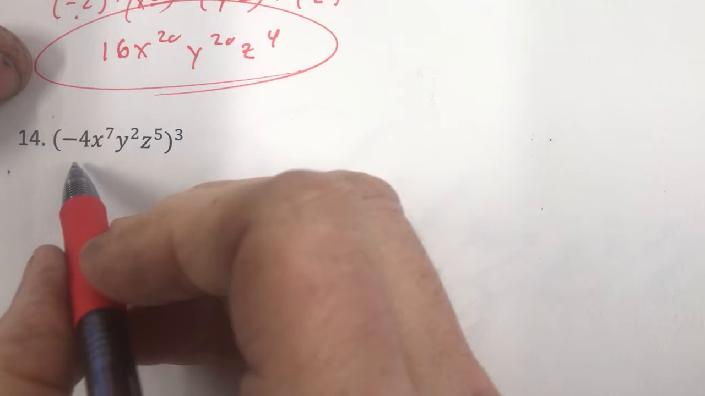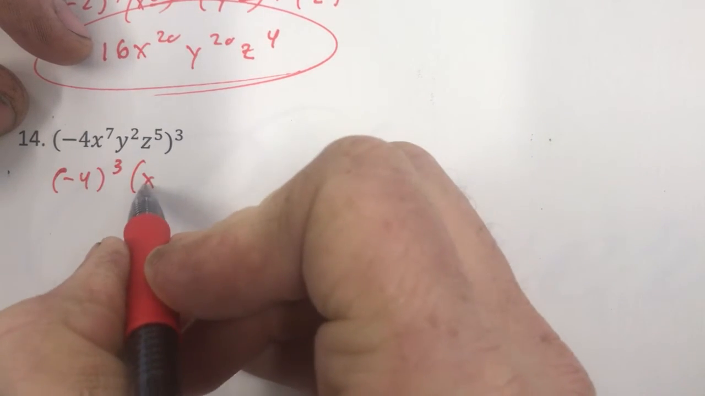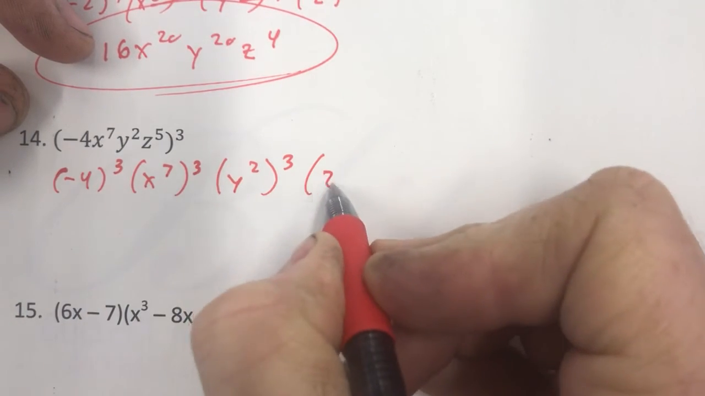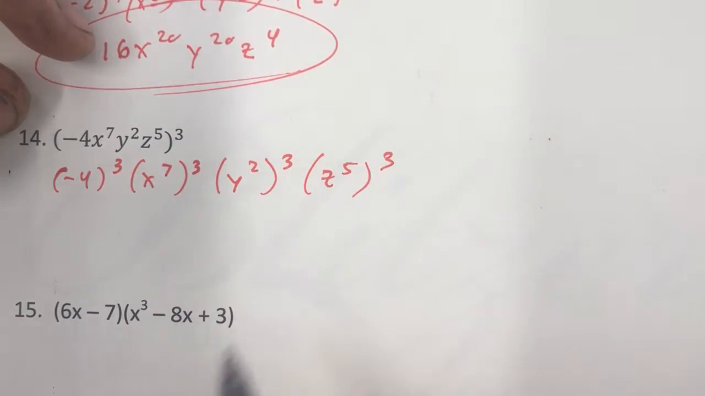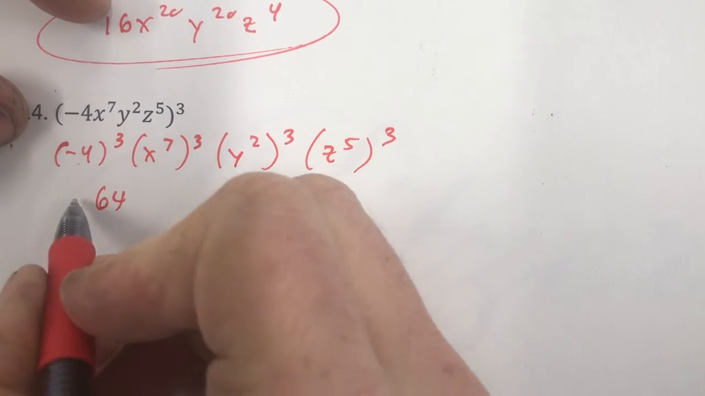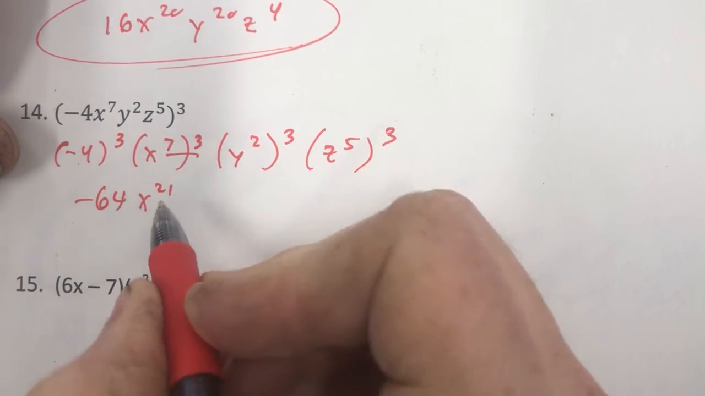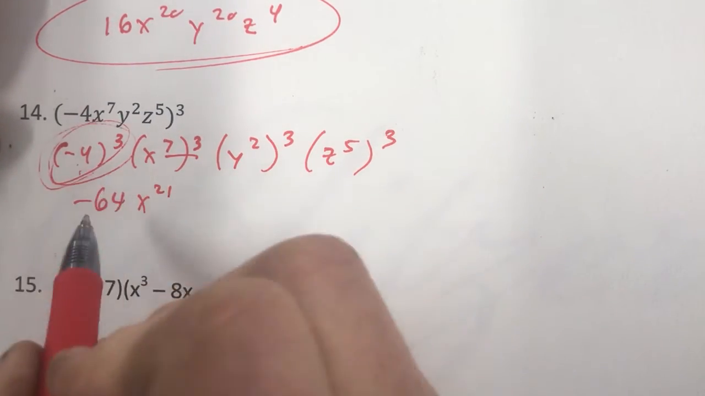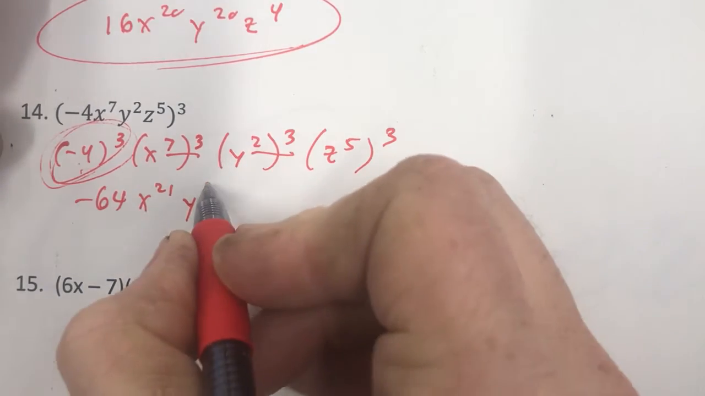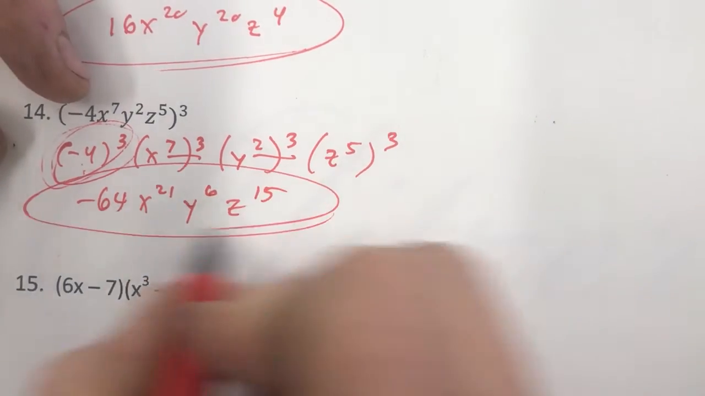Okay, and the same thing here. So I've got -4 to the 3rd, x to the 7 to the 3rd, y squared to the 3rd, z to the 5th to the 3rd. So -4 to the 3rd would be -64. This is going to be x to the 21. You can just type this in the calculator. If you don't know that off the top of your head, just type it in the calculator. y, 2 times 3 would be 6, and then z, 5 times 3 is 15. There you go.